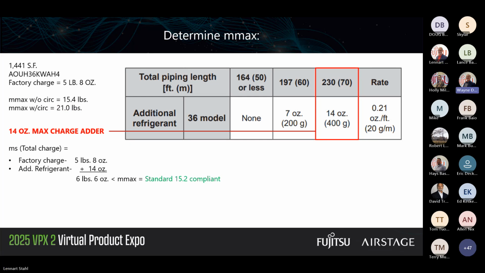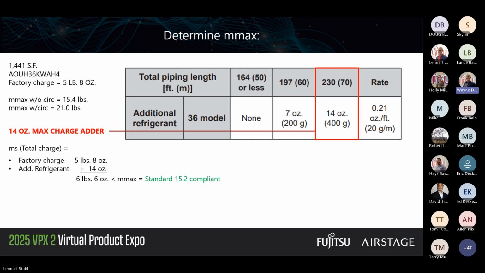So we said it's good up to the factory charge of 5 pounds, 8 ounces. As you see, we can go up to 164 feet of total liquid line length. Let's just say, for the sake of argument, a worst-case scenario where you needed to max out the refrigerant lines to 230 feet. Again, this is collective liquid line length. So the difference between 230 and the pre-charge value of 164 is about 66 feet.